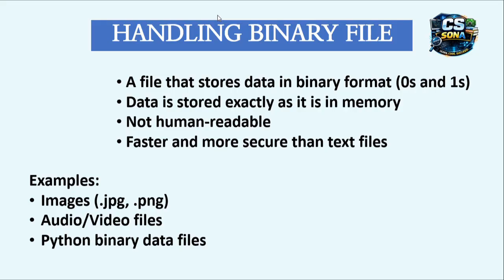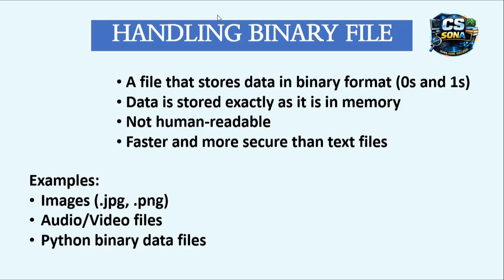A binary file is a file that stores data in binary format. Binary format means digits in zeros and ones. So a binary file stores data not in alphabets, it stores the data in zeros and ones. So if it is stored in zeros and ones format, it is not in human readable format. If you open the file, we will not be able to read it.